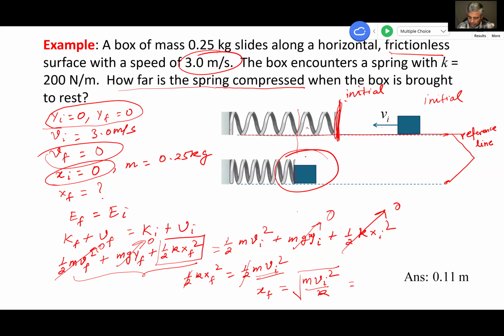And if you like, you can pull this bi square out from the square root. So the square root of bi square is just bi. So if you like, you can write something like this. That makes the mathematics a little simpler, but you don't have to, okay? And once you plug in these numbers, you should be able to get this as the answer, okay?